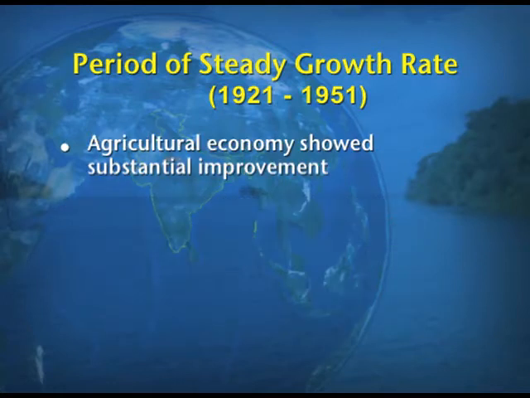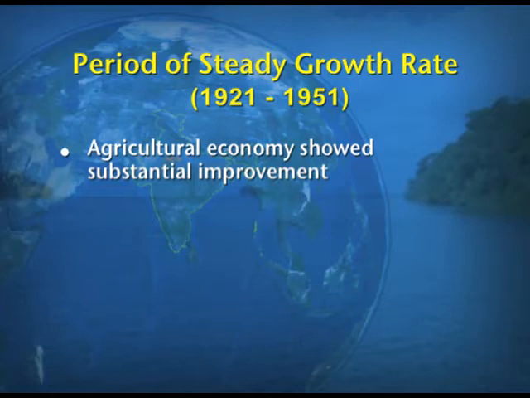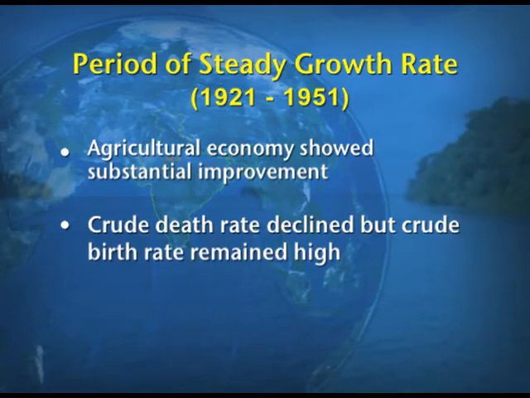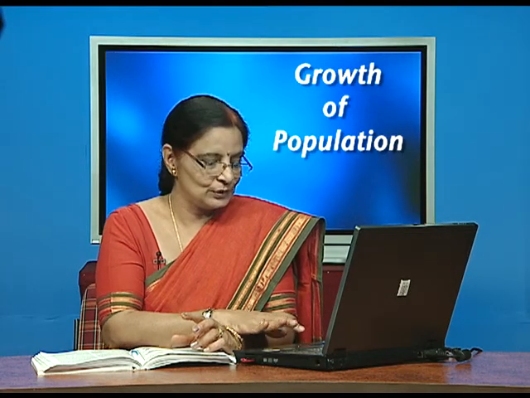Next factor is the agricultural economy of India showed a substantial improvement, because this is the period when the green revolution also started in the country, resulting into the increase in the agricultural production in the various parts of the country. And the next factor is the crude death rate declined, but the crude birth rate remained high. So, this was one reason that there was a steady population growth rate in the country.